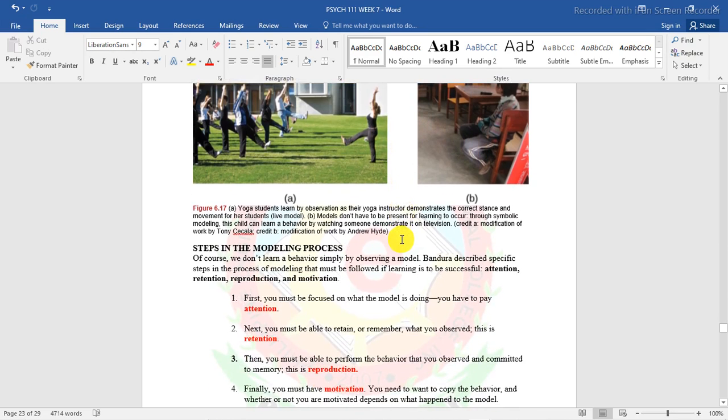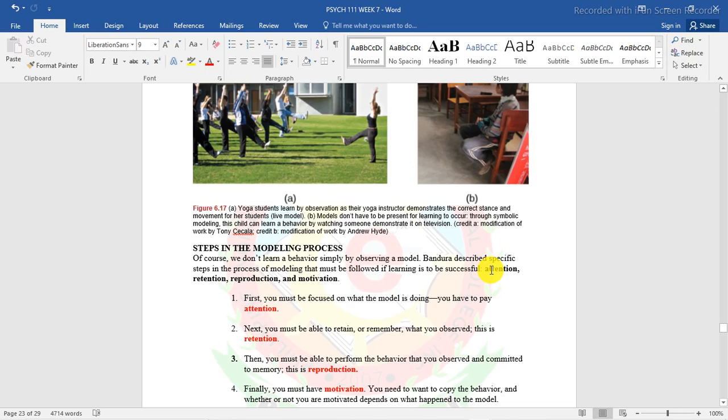Okay, so ano yung steps ng modeling? Paano tayo nakakalearn by just modeling other people? Of course, we don't learn a behavior simply by observing. Hindi pwedeng naka-observe lang kayo. So, sabi ni Bandura, there are specific steps. Ano yung steps na nangyayari na nakaka-learn talaga tayo by observation? Hindi pwedeng nakita mo lang. May mga nakita tayo sa paligid na wala naman tayong na-learn. So, ito yung talagang may na-observe ka in observational learning at na-learn mo talaga siya at the end. Bandura describes specific steps in the process of modeling that must be followed for learning to be successful.